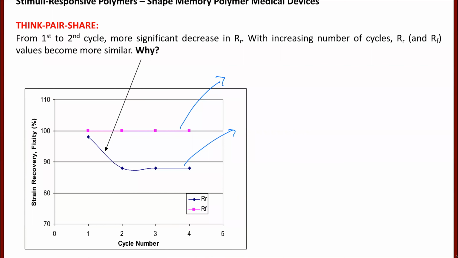But what we see is that as we go through different cycles, the ability to recover the permanent shape from cycle 1 to 2 decreases quite drastically. Why do you think that is? So can anyone offer an answer for that?